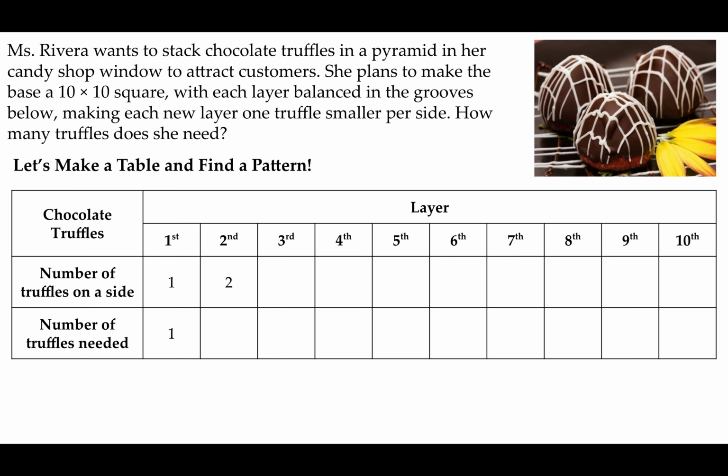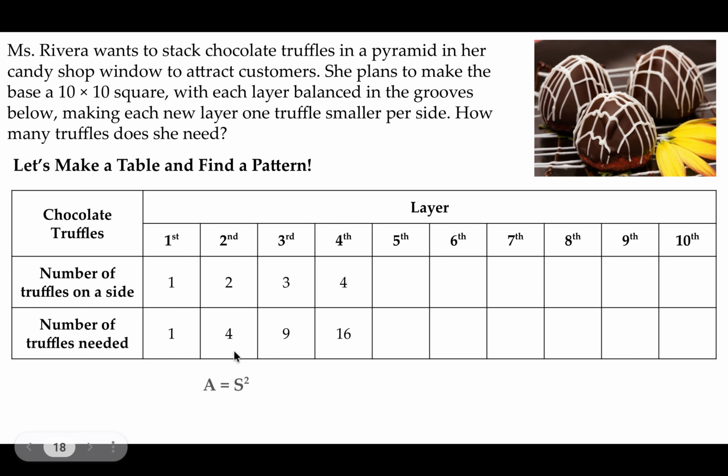But for the second layer, I know the number of sides is 2 because it increases by 1 every time. Now, a reminder: to find the area of a square, it's the side squared. So if one side is 2, 2 squared is 4. So for 3, I have 3 on each side, so 3 squared is 9. For 4, I have 4 on each side. 4 squared is 16. Are you seeing the pattern here?